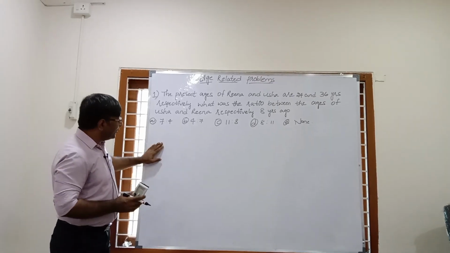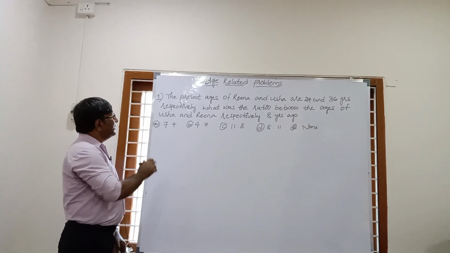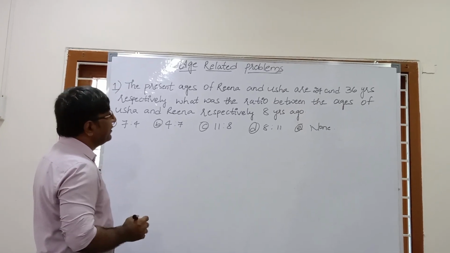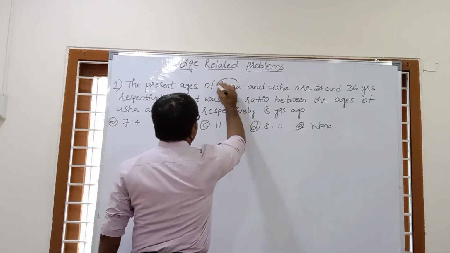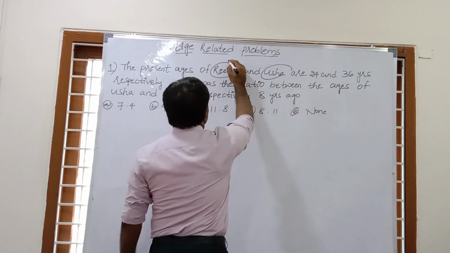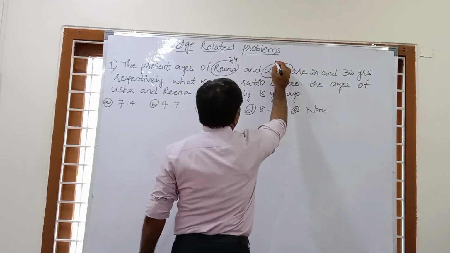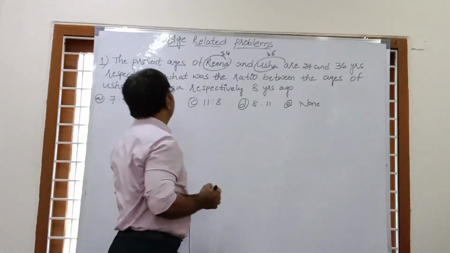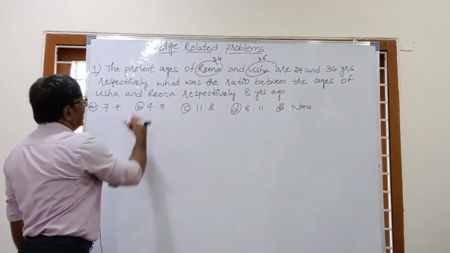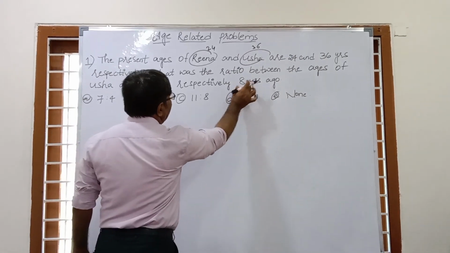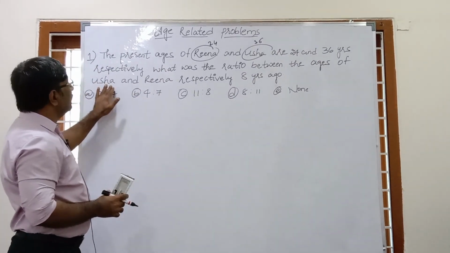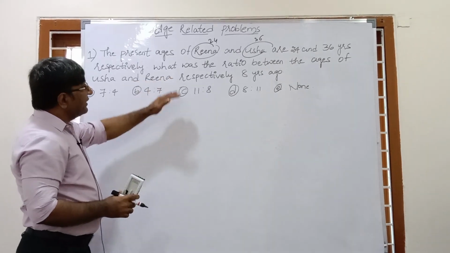Just see the first question. The first question is: the present ages of Reena and Usha are 24 and 36 years. That means Reena's present age is 24 and Usha's present age is 36. What was the ratio between the ages of Usha and Reena respectively 8 years ago? We have to find the ratio between the age of Usha and Reena 8 years ago.